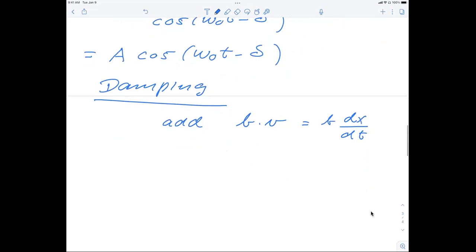Then what we ended up with was a differential equation which we solved numerically last week. So let me quickly remind you of that. We have m d²x/dt² plus b dx/dt, and then plus kx is equal to 0. So we have the acceleration, we have a velocity dependent term, and then we have a position dependent term.